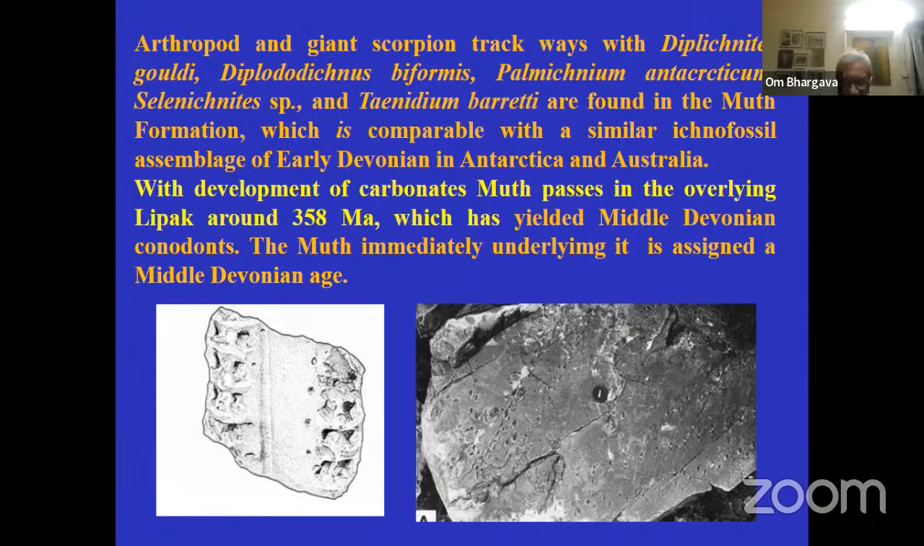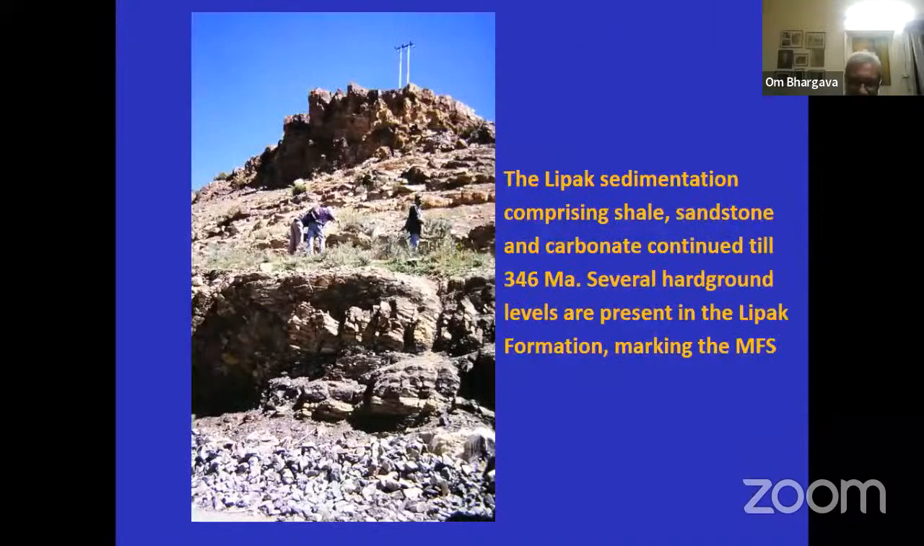And in the lower part of Lipak, we have the Middle Devonian conodonts. So the rock, which is Muth, immediately below Lipak, is assigned a Middle Devonian age. And you can see in this how the quartzite and limestone alternate. This Lipak sedimentation comprises shale, sandstone, carbonate, and it continued up to 346 million years. And within that, you have several hard grounds.